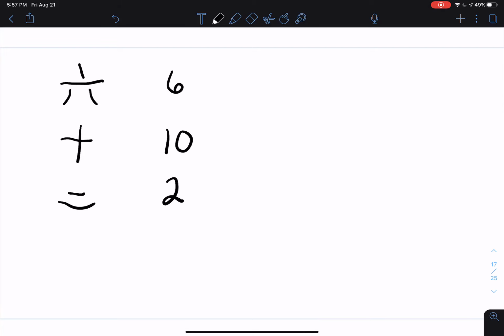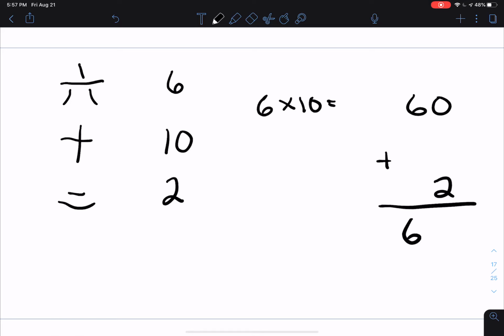Now, since 6 is small and appears above a 10, we're going to multiply 6 times 10 and get 60. Then 2 just appears at the bottom, so 2 is just 2. You add those up, you get 62. That's it. So if you see a 1 through 9 appear above a power of 10, you know to multiply, and then once you get all your results, add them up.